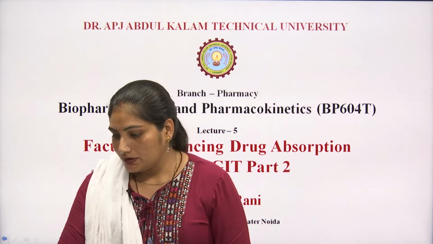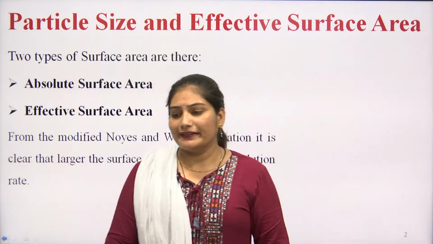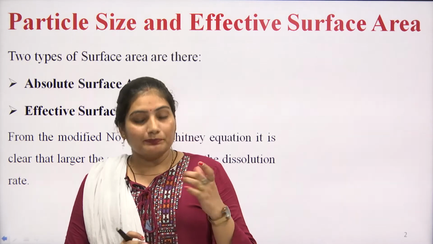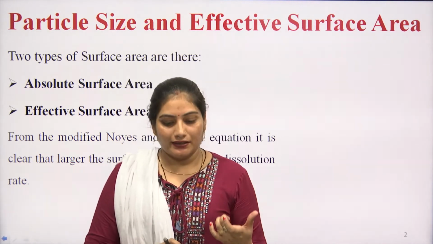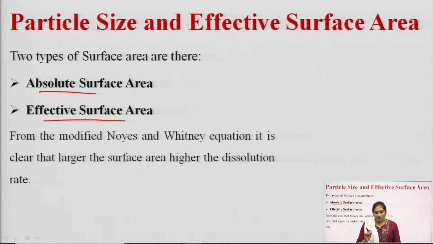So, in this lecture I will continue with the next parameter, that is the particle size and effective surface area. This particle size and surface area are inversely related to each other. The smaller the drug particle, the greater the surface area. There are two types of surface area. First is the absolute surface area and second is the effective surface area.